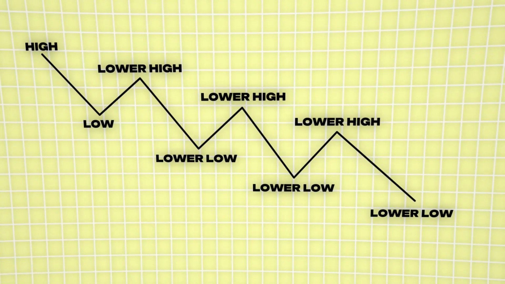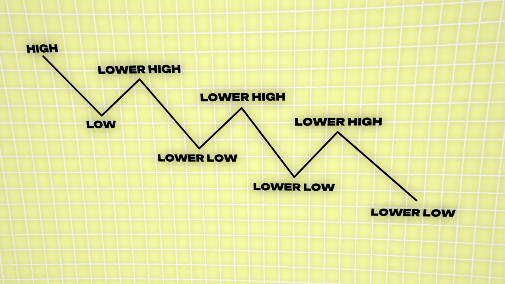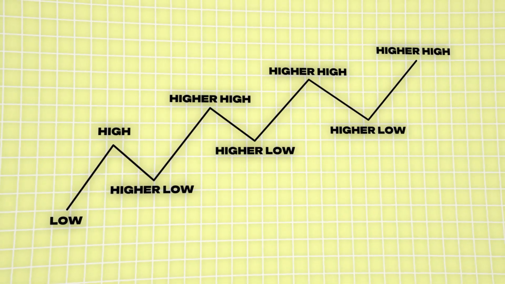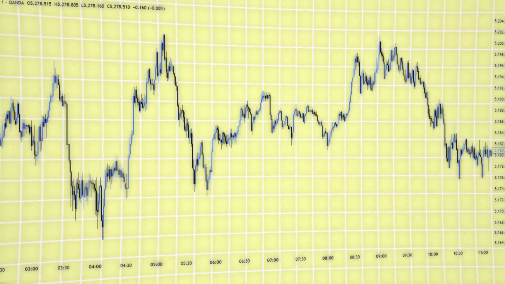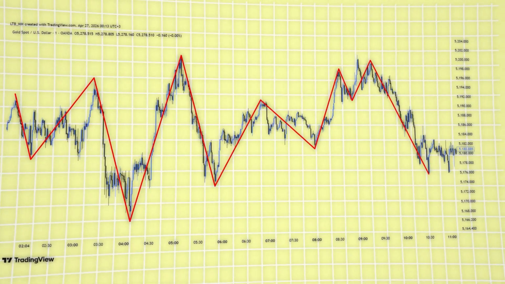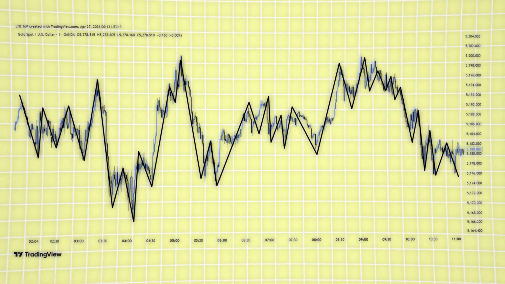A downtrend structure is formed as a sequence of lower highs and lower lows. An uptrend structure is formed as a sequence of higher highs and higher lows. However, in reality, charts rarely look this clean. When you try to map structure on a live market, it usually looks much more complex and less organized.